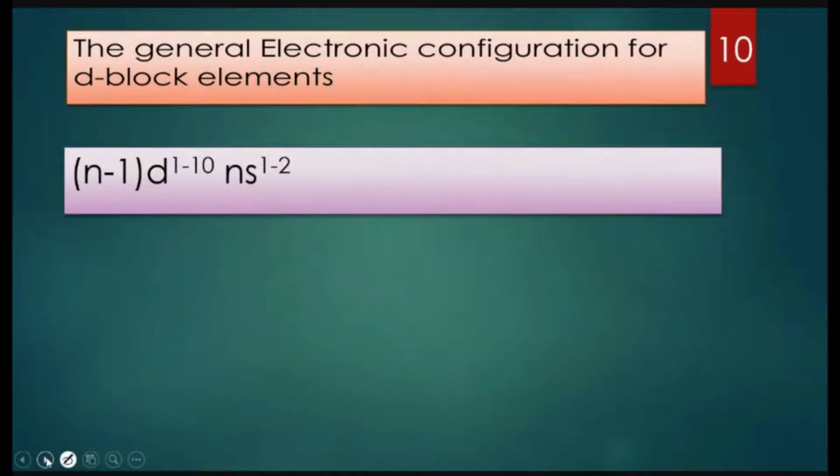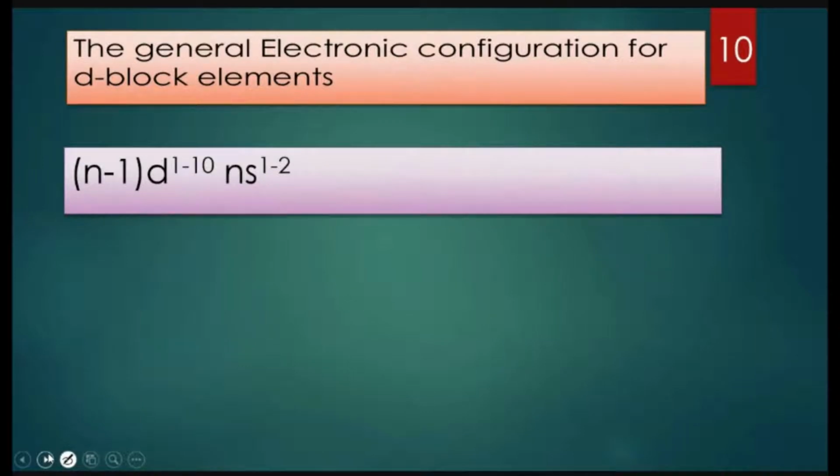Then what is the general electronic configuration for d block elements? I think you can remember that last year, with respect to the s block and p block elements, you wrote the general electronic configuration for s block elements and for p block elements as well. So here also, for the entire d block elements, we can give a general electronic configuration, and it is like this: (n-1)d 1 to 10, ns 1 to 2.